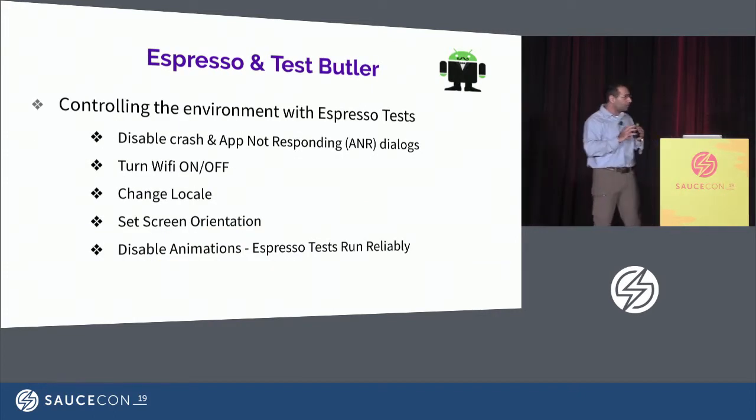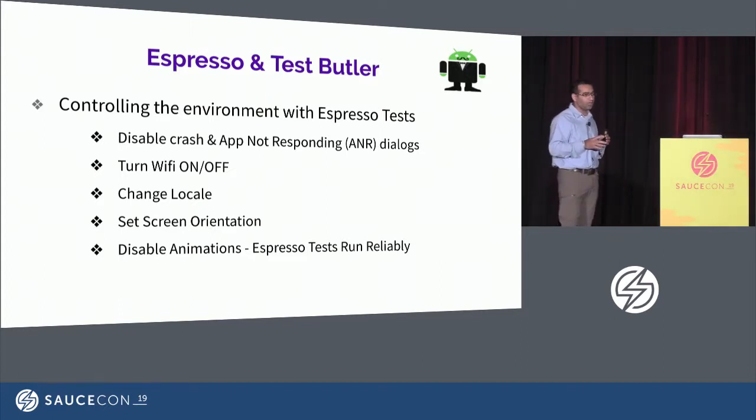With Test Butler on the phone, you have a more controlled environment. And because of the controlled environment, you have more reliable tests. If you're running a long test, it can prevent your application from crashing. Because it has total control, it can prevent crashes and doesn't allow any unnecessary or obstructing dialog messages to show up. And it has other features.